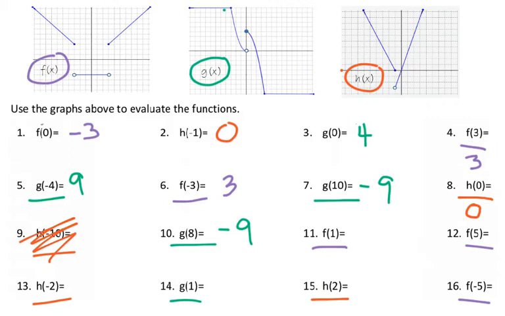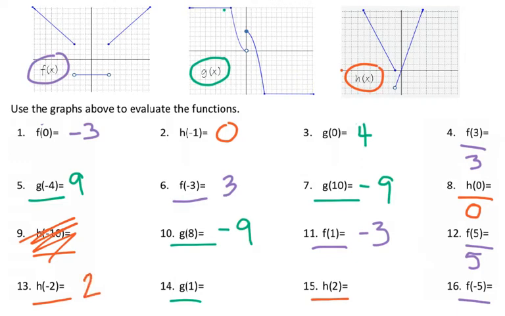Number 11, look at the purple one. When x is 1, it is down there at negative 3. Number 12, when x is 5, oh, these are so tiny. 1, 2, 3, 4, looks like it's 5. Right, number 13, looking at the h graph, when x is negative 2, it's all the way up at positive 2.